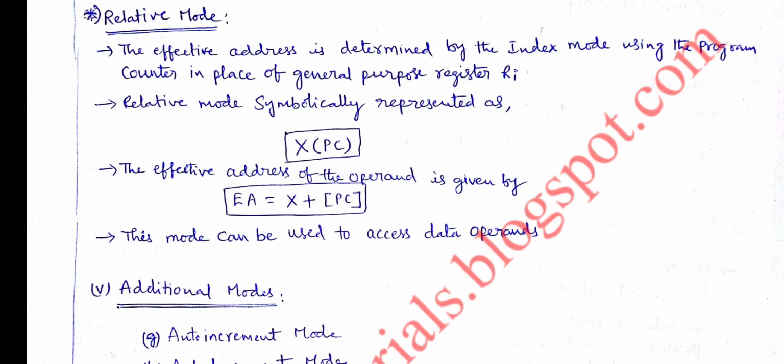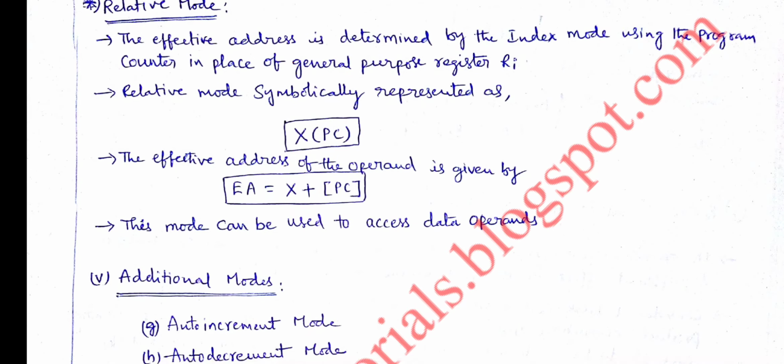In relative mode, the effective address is determined by index mode using the program counter in place of the general purpose register Ri, right? Both are a little bit the same. Instead of using a general purpose register Ri, we have to use here a program counter PC. Relative mode is symbolically represented as X comma PC, right? Before, we used X comma Ri. Here X is a constant value and PC is a program counter. The effective address of the operand is given by EA equals X plus program counter.